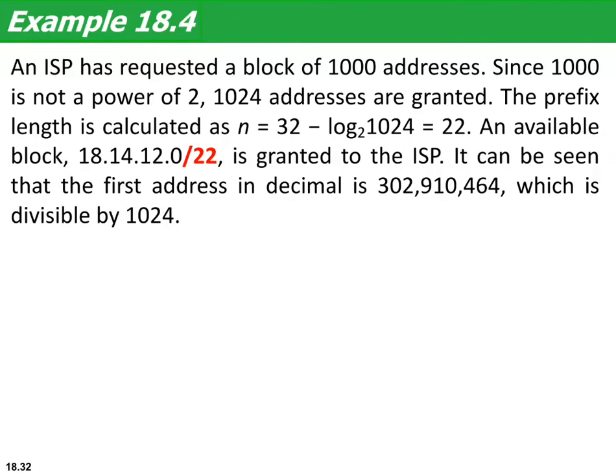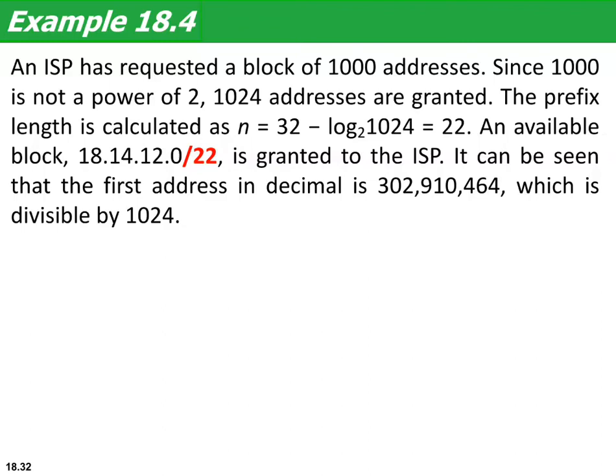ICANN, that is the Internet Corporation for Assigned Names and Numbers, allocates the addresses to internet service providers. Here, two restrictions are applied to allocate the block. We have to remember those two restrictions which are required when we allocate a block.